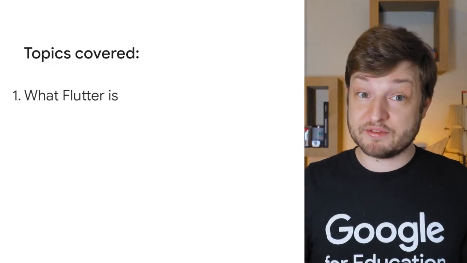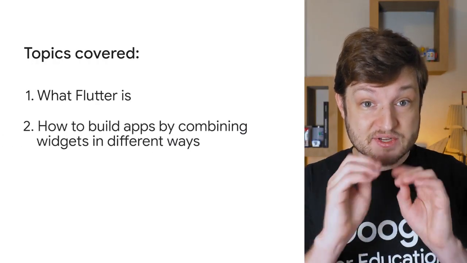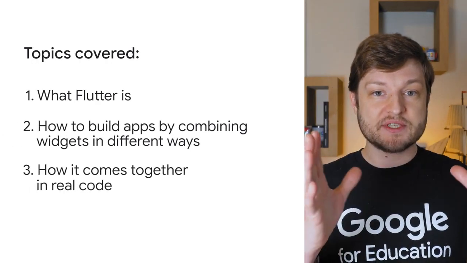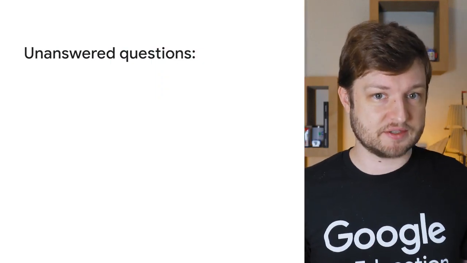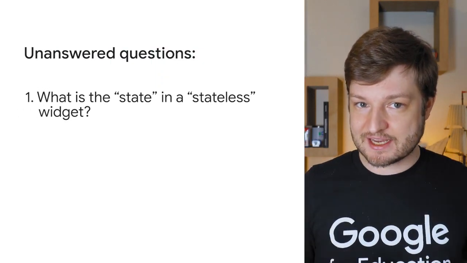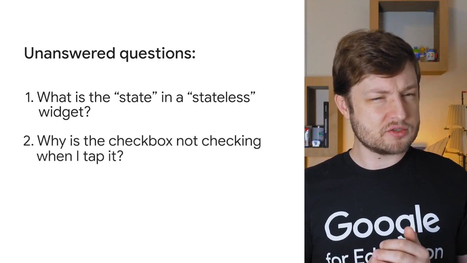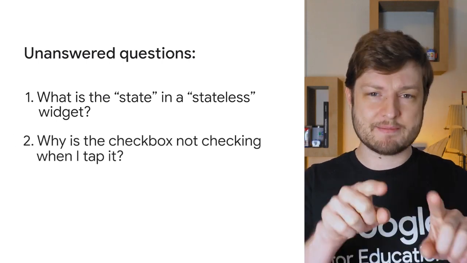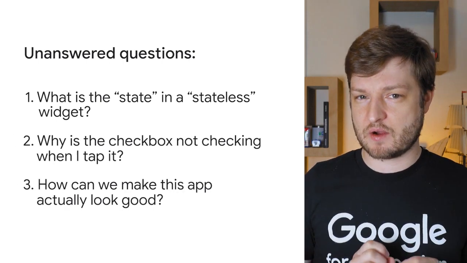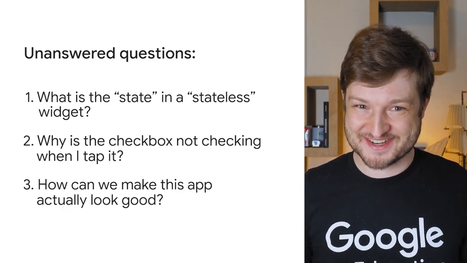Until then, we covered a lot in this one: what Flutter is, how you can build apps by combining widgets in different ways, and then saw how it all comes together in real code. But I also left some unanswered questions. What is the state in a stateless widget? Why is the checkbox not checking when I tap it? And how can we make this app actually look good? Check out the description below for additional readings that go into more depth on some of the things covered in this video, and then I'll see you in the next one to start tackling some of those questions.